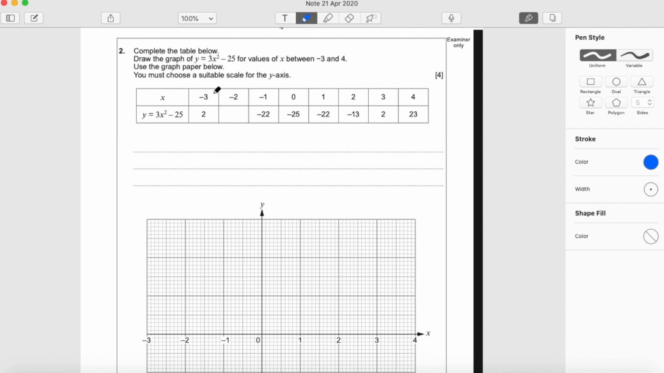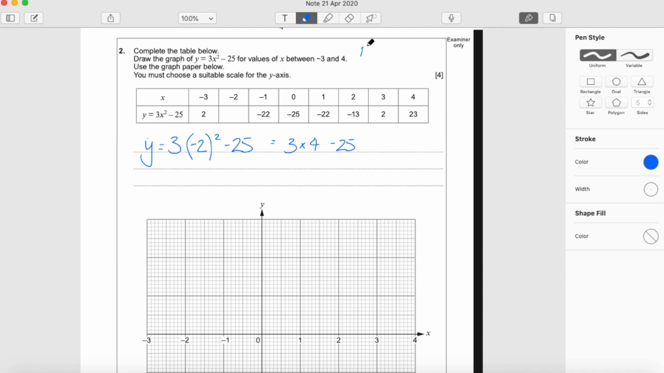So we have x values from minus 3 to 4, and we have y values with our equation, and the only one that is missing here is minus 2. So we need to work out y, and y equals 3 times minus 2 squared minus 25. Minus 2 squared is 4, so we have 3 times 4 minus 25.